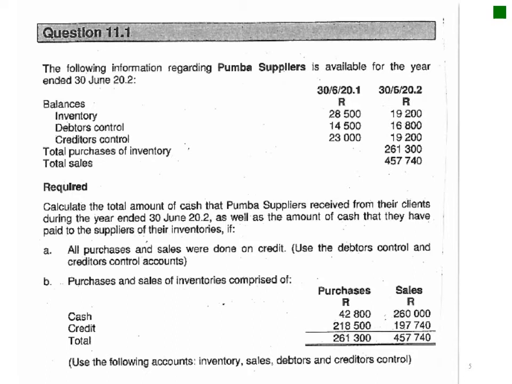Okay, so now if we carry on with part B of the question, what's different here is that they are now going to separate purchases and sales into cash and credit. You will notice the amount for purchases is still the same and the amount for sales is still the same, but instead of everything being on credit, some of it is going to be for cash and some of it is going to be on credit. So they've split the amount here for purchases and for sales between cash and credit amounts.